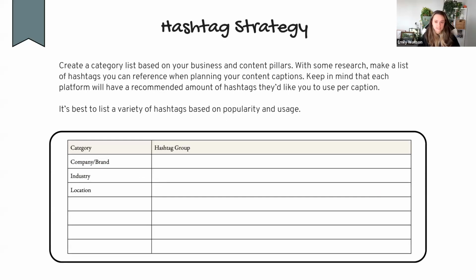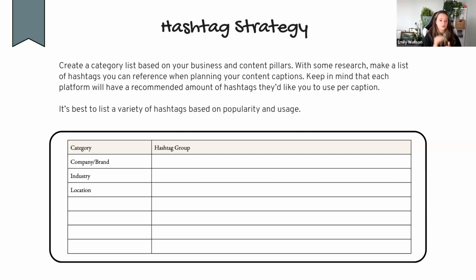Hashtag strategy. I know I'm going to get some questions on this, and I'm kind of excited for them. In this part of your strategy, you're going to create basically groups of hashtags. So create a category list based on your business and content pillars. With some research, make a list of hashtags you can reference when planning your content captions. Keep in mind, each platform will have a recommended amount of hashtags they'd like you to use per caption. It's best to create a list and a variety of hashtags based on popularity and usage. This part is going to entail some research on your part.